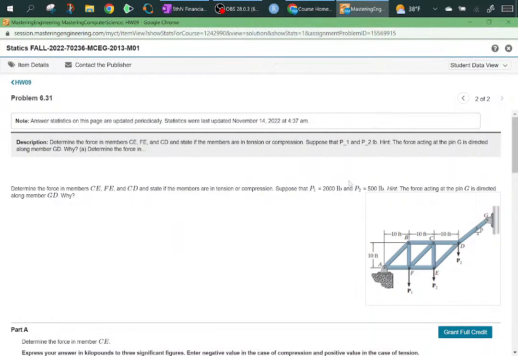Okay, so determine the forces in CE. First it's going to take me a minute. CE is that one. FE is this one. And CD. Okay, so it's like a slice like that. State the dimensions. Suppose a hint, the force is acting at pin G. Where's G? Oh, okay. Directed along GD.